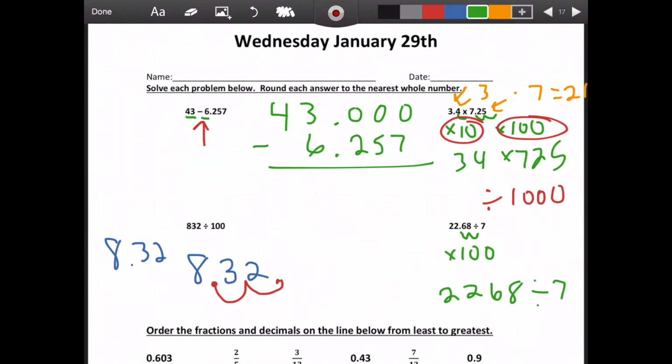So be really careful with those decimal operations, and definitely give it some thought before you're working on it. Think about what kind of answers we should expect. Now, the second part of the directions here says to round your answer to the nearest whole number. So after you get your answer, think about what whole number would be closest, and that's what I'm looking for. What whole number would be closest?